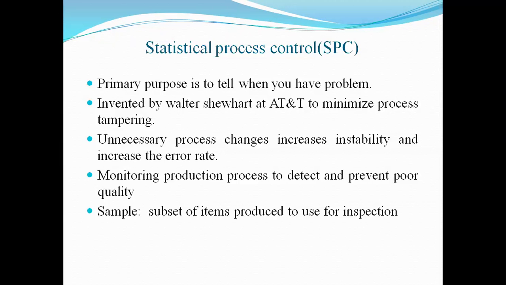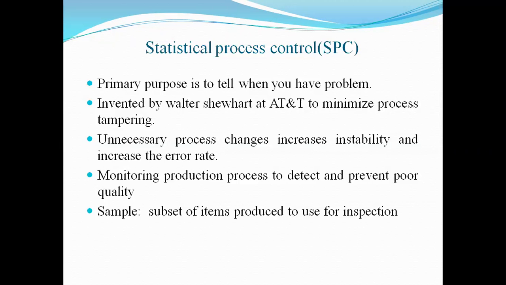Unnecessary process changes increase instability and increase the error rate. When you continuously change your process, instability continuously increases and the error rate will increase, because changes in the process will lead to changes as per the team requirement. Next is monitoring the production process to detect and prevent poor quality. So we have to monitor the production process in order to detect and prevent poor quality.